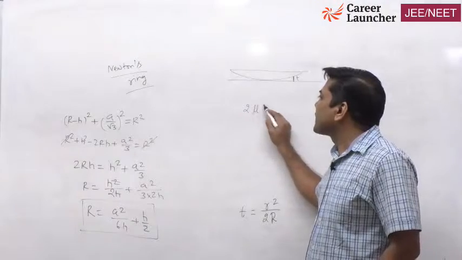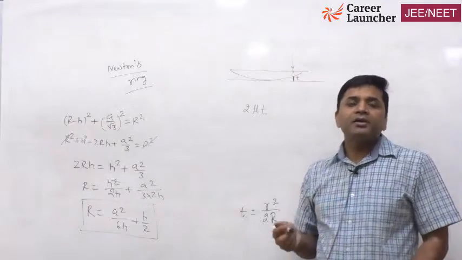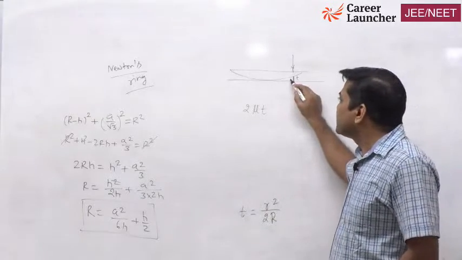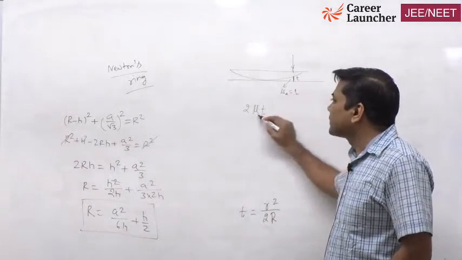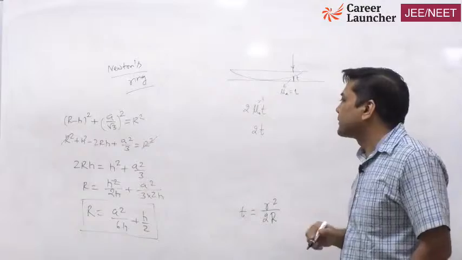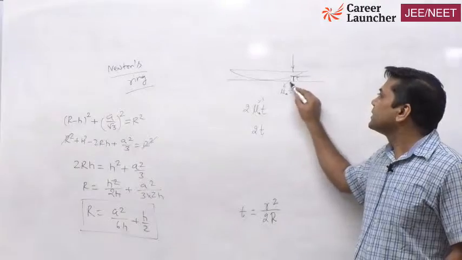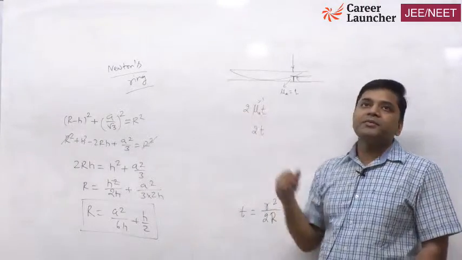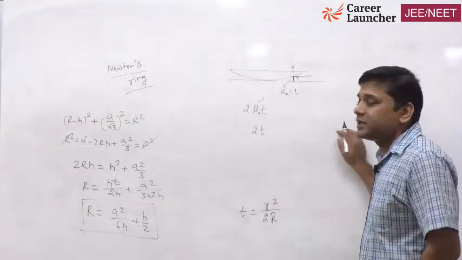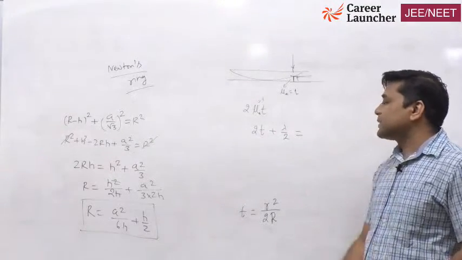Just now I derived that for normal incidence of light on a thin film, the path difference was 2 mu T cos r, but here r is 0 degree, so it is 2 mu T, and here mu is air, so mu air is 1. So the path difference becomes 2T only. I am taking the help of a thin film of thickness T. Path difference is 2 mu T cos r, r is 0 degree, so it is 2T because mu air is equal to 1. So 2T plus lambda by 2.